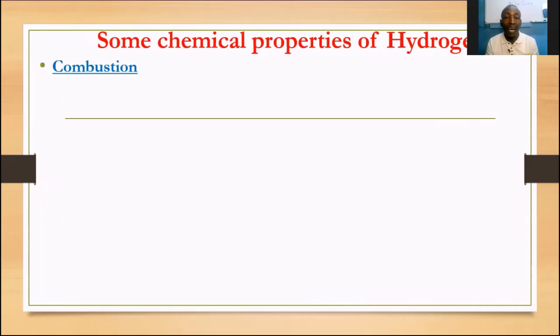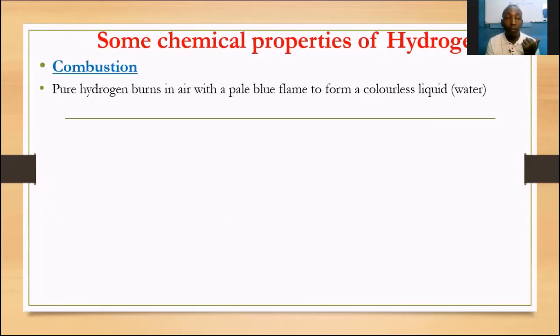What happens if you burn hydrogen, pure hydrogen? A pure jet of hydrogen will burn with a blue flame, and a colorless liquid is formed. Get that? It burns with a blue flame, and it must be pure from a jet, and then a colorless liquid is formed. What exactly is happening? Hydrogen reacts with oxygen to form water. So the colorless liquid is water.